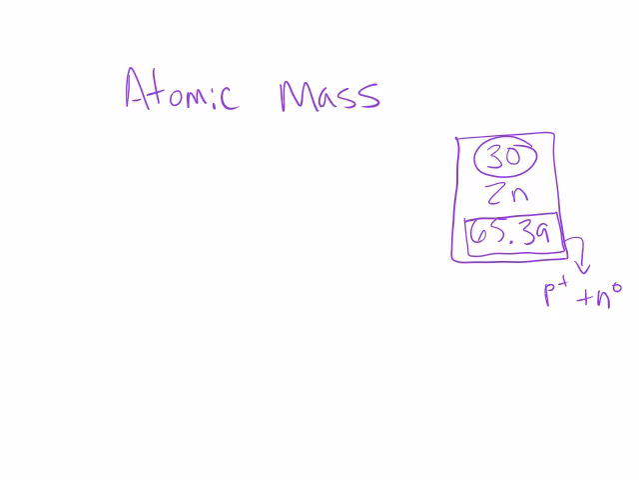Today in our video, we are going to spend more time talking about where this number comes from and why it happens to be a decimal. You may have already learned that it is impossible for you to have a half of a proton or half of a neutron. So we need to learn where that decimal comes from.